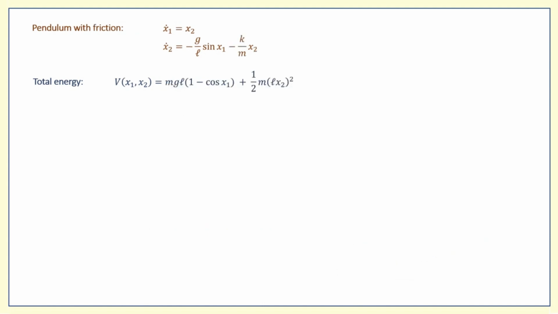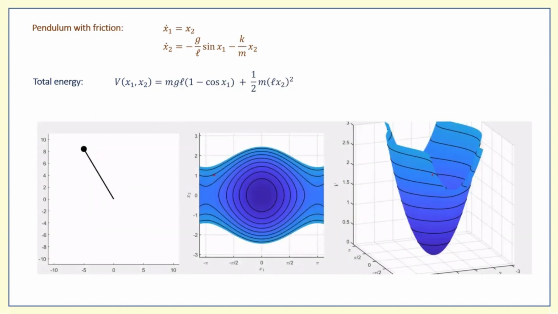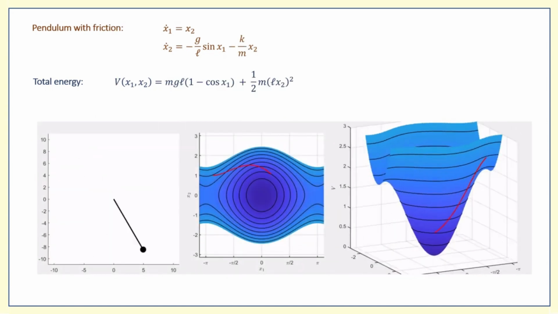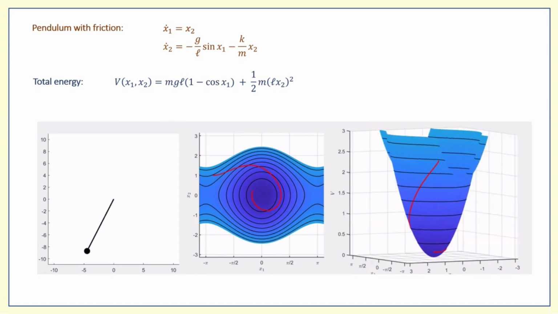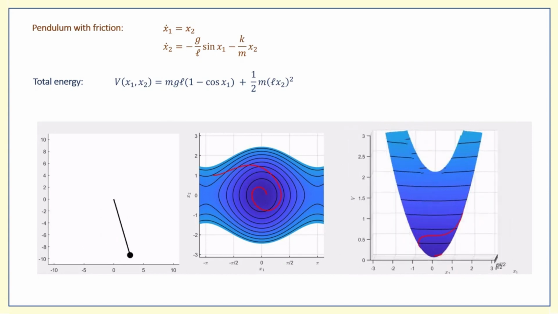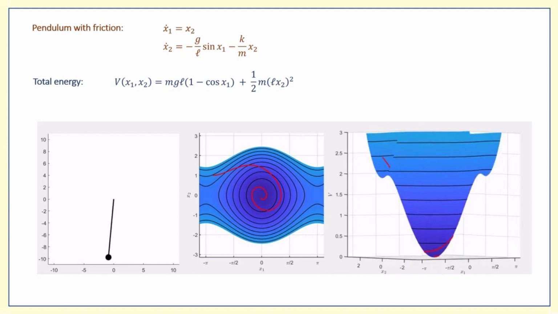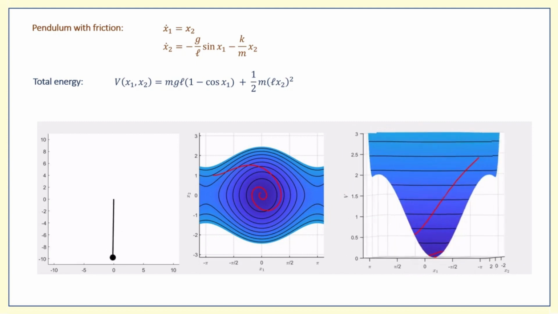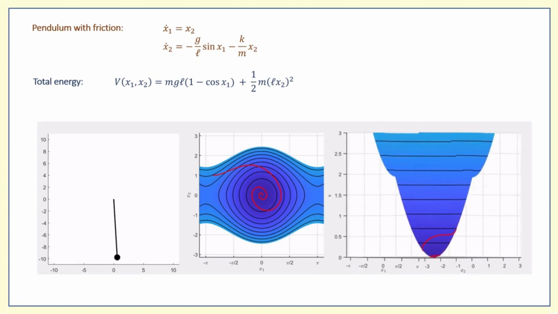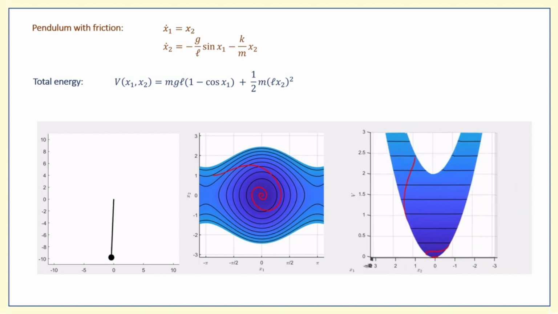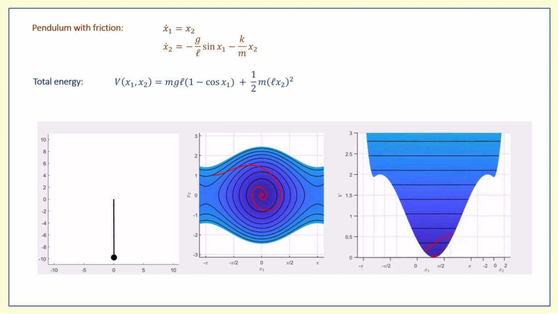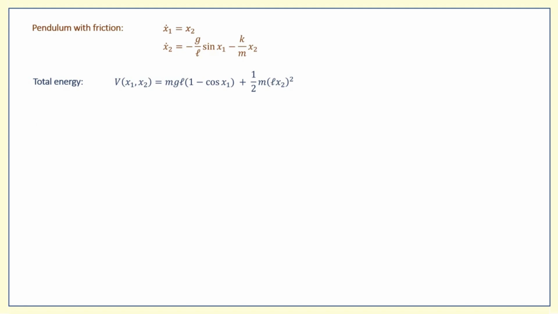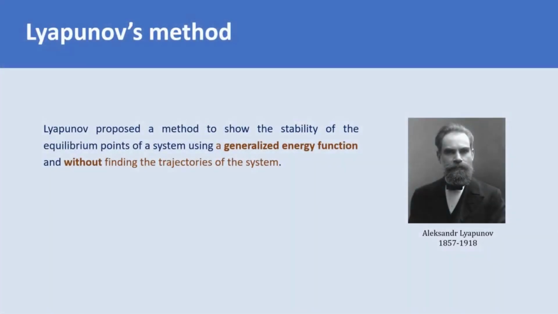Okay, let's now consider the second case where the friction constant k is not 0. Due to the friction in the system, the energy decreases until it eventually reaches 0, which happens when x1 and x2 tend to 0 as time goes to infinity. So, if we have a system for which the energy decreases until it reaches 0 at an equilibrium, we can conclude the equilibrium is asymptotically stable. This is because the equilibrium is attractive and is stable.